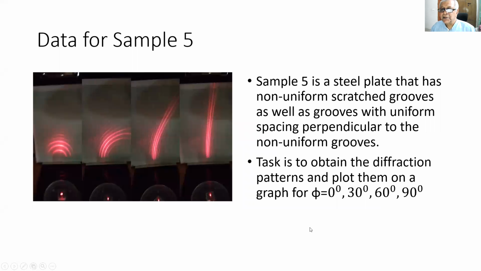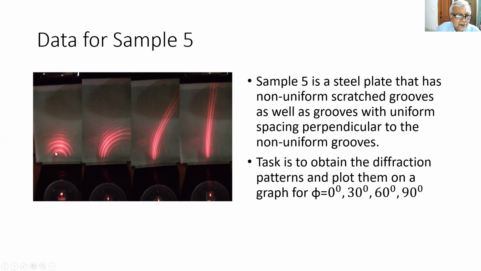Sample 5 is a steel plate that has non-uniform scratch grooves as well as grooves with uniform spacing perpendicular to the non-uniform grooves. Task is to obtain the diffraction patterns and plot them on a graph for phi equal to 0, phi equal to 30, phi equal to 60, and phi equal to 90. You can see these graphs, right?